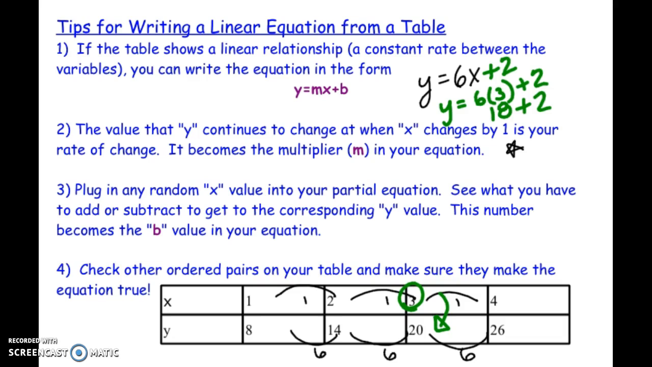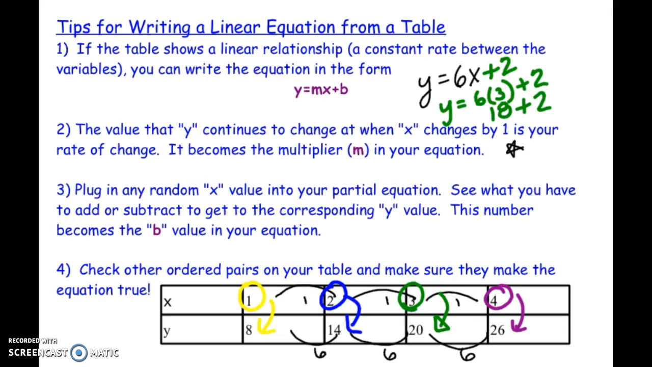To check that I'm right, I like to look at any other pair. Here, 6 times 4 is 24. If I add 2, I get 26. For this first one, 6 times 1 is 6. If I add 2, I get 8. And the last one, 6 times 2 is 12. If I add 2, I get 14. That equation seems to work every time because what I have to do from x to get y is multiply it by 6 and add 2. So I get the equation y equals 6x plus 2.